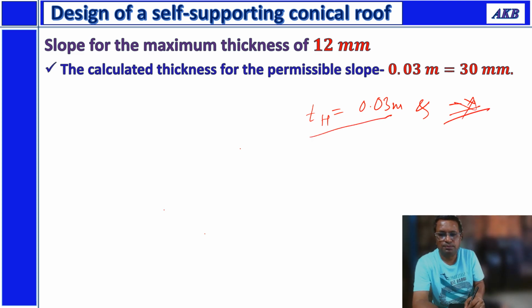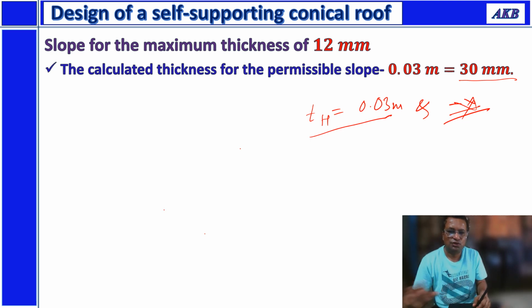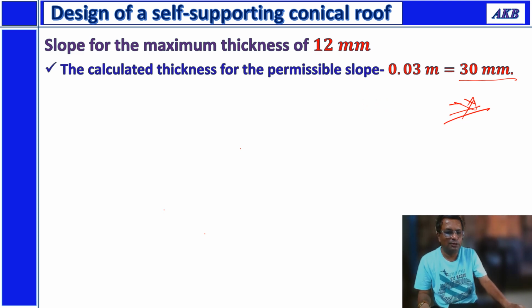So for the permissible slope, you are getting a thickness of 30 millimeter, and that is quite a big thickness. So you cannot go with a thickness of 30 mm. If you are using the permissible slope that is given to us, 1 in 5, you have to go with a thickness of 30 mm. Now, in the standards, the maximum thickness that is recommended for a self-supporting conical roof is 12 mm.